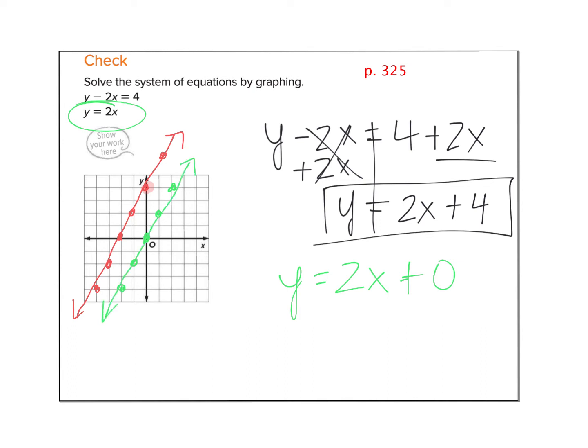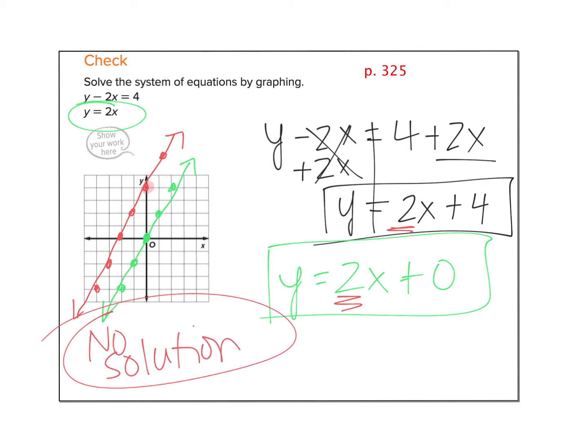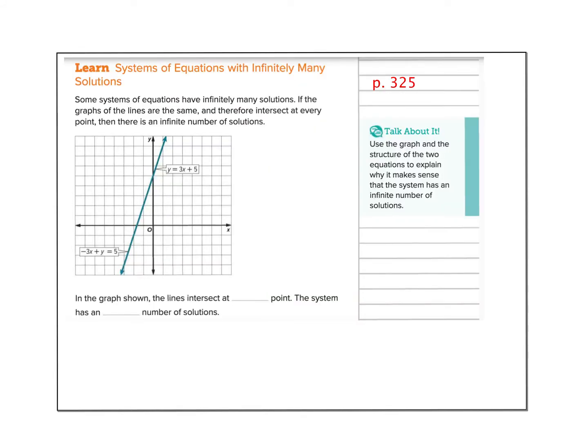All right, and you may notice that those two lines are parallel. I know that right away because look at their slopes. They both have slopes of 2. That means they're going up at the same steepness. So those two lines never cross, so there is no solution. That's what you write for the answer. Never cross, no solution.